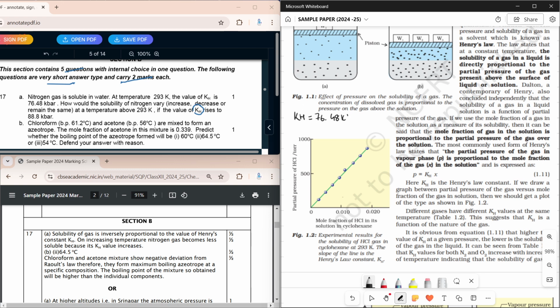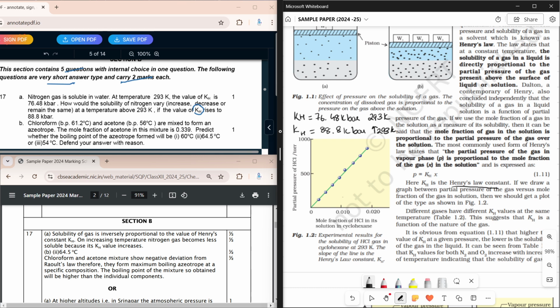It is 76.48 kilobar when the temperature is 293 Kelvin. And the value of KH has also been given as 88.8 kilobar at higher than 293 Kelvin. Now, the value of KH is the Henry's law constant, right? Different gases have different KH values at the same temperature, so it's dependent on the nature of the gas. Also, the value of KH depends upon the temperature itself.